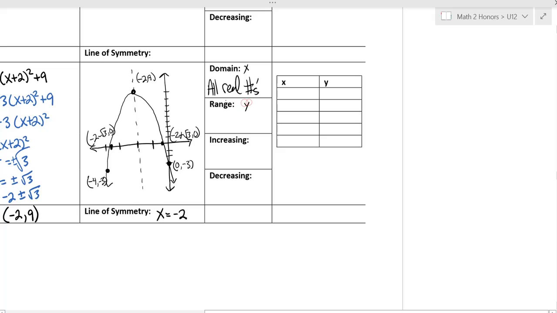Range, we have a maximum value at the vertex at a height of 9. So it's all y values less than or equal to 9. This is increasing on the left side of the middle, so when x is less than negative 2, and decreasing on the right half. And the 5 points I used are negative 4, negative 3, negative 2 minus root 3, 0, negative 2, 9, negative 2 plus root 3, 0, and 0, negative 3.